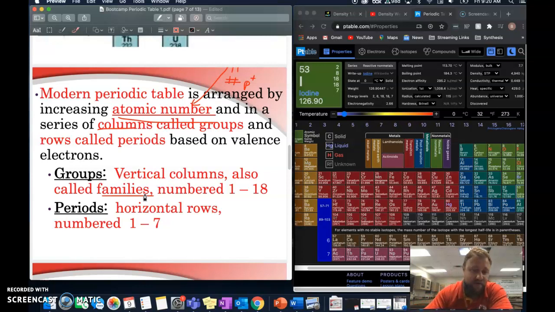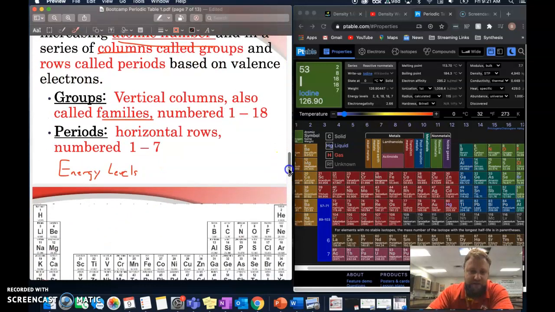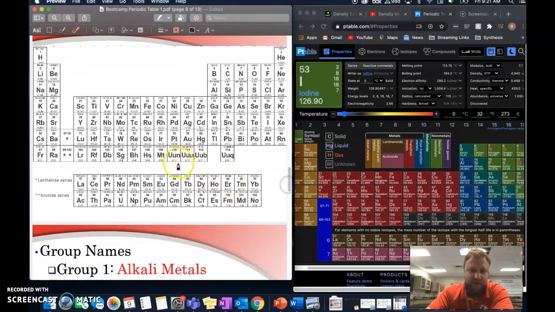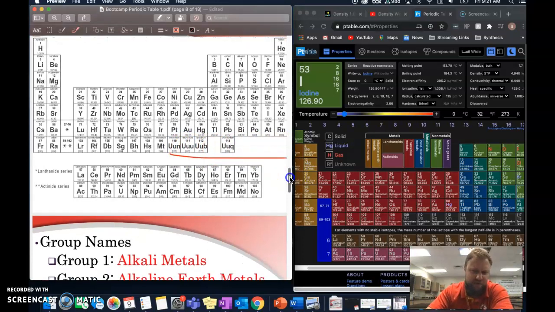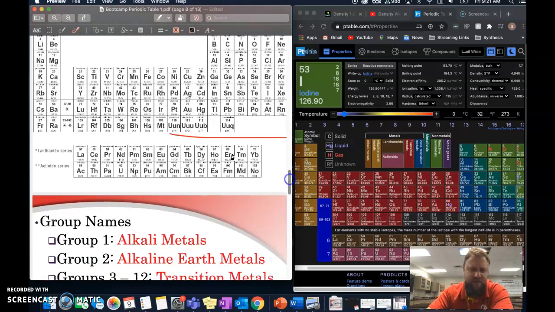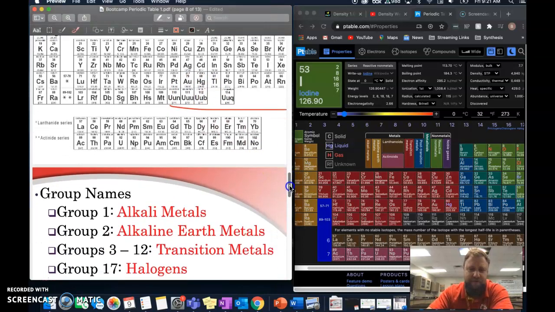And then we have periods. Sometimes I will call these energy levels, and that'll make sense once we get to valence electrons, but I won't go over that now. So here's an example of our periodic table. If you notice, there aren't any element names and there are blank spots. This means this periodic table is probably 10, 15 years old, just by what's been discovered or not.